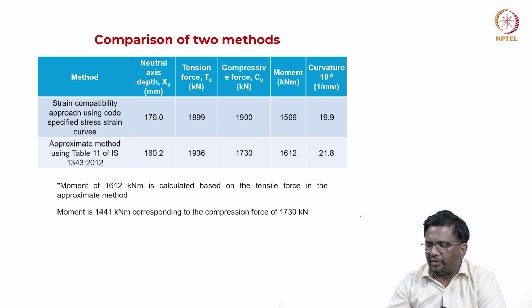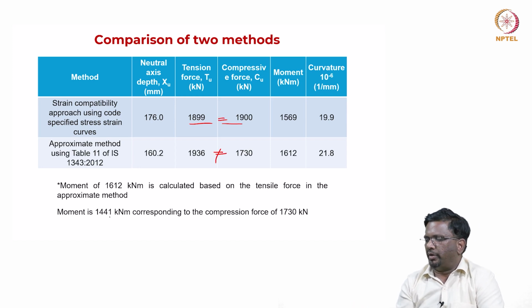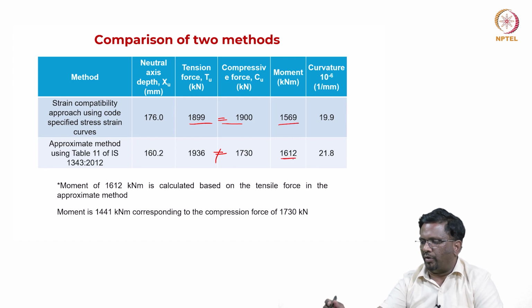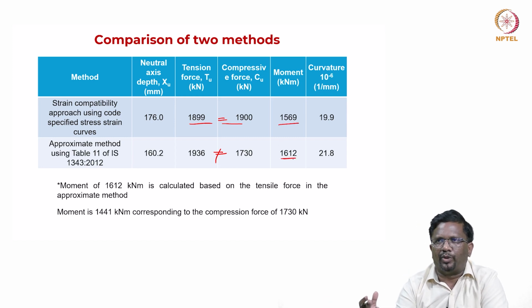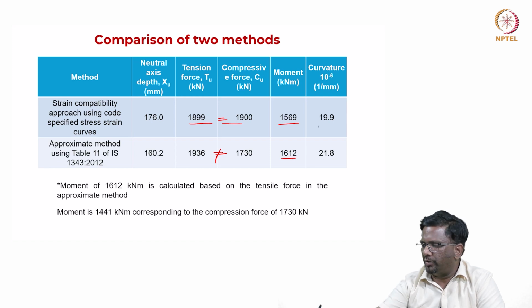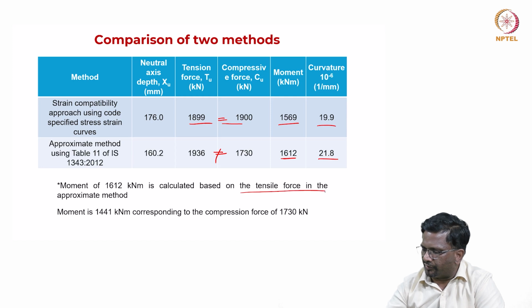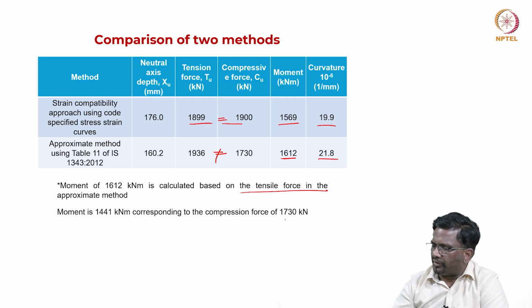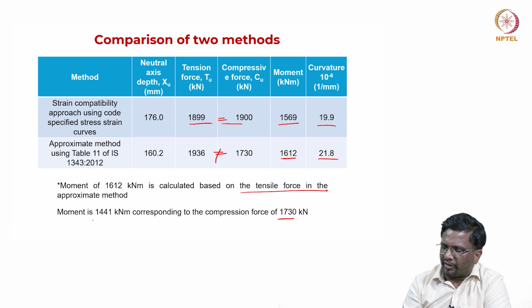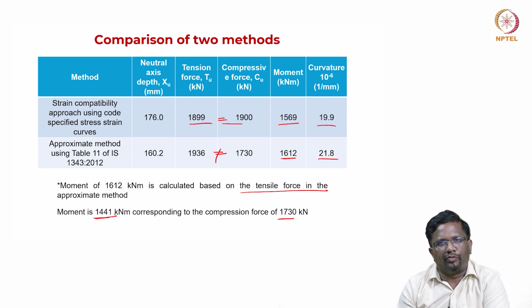So, let us have a quick comparison of both the methods. Again you can see here, if I use the strain compatibility approach, equilibrium is satisfied, here equilibrium is not satisfied, but somehow I am able to get the moment resistance as a coincidence. They are getting very close, both of them, they are not very far off, but however it is not exact, right. So again this moment 1612 kilonewton meter is based on the tension force. If I calculate using the 1730 compressive force, I get a conservative estimation of 1441 kilonewton meter.